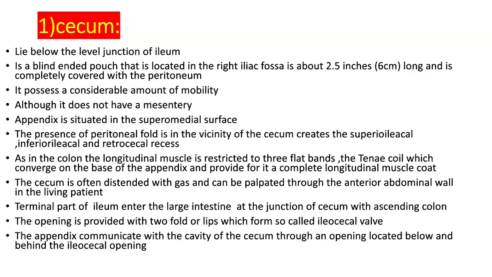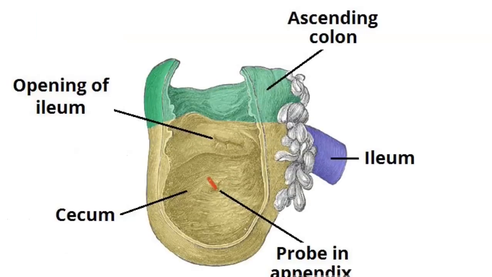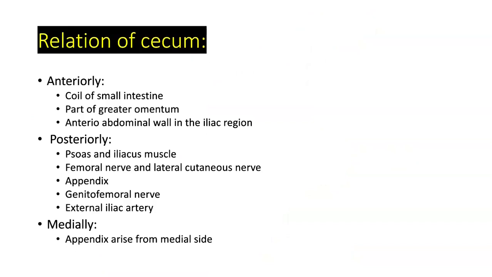The terminal part of the ileum enters the large intestine at the junction of the cecum with the ascending colon. The opening is provided with two folds or lips, which form the so-called ileocecal valve. The appendix communicates with the cavity of the cecum through an opening located below and behind the ileocecal opening. As you can see here, this is the cecum, and this is the ileum which enters into the cecum, the opening of the ileum, which is the ileocecal valve, and from here the ascending colon starts.